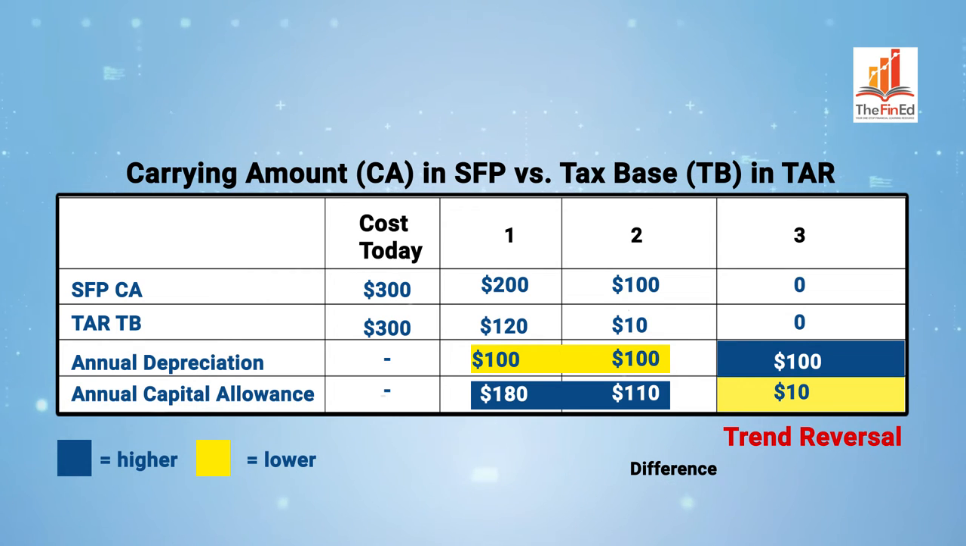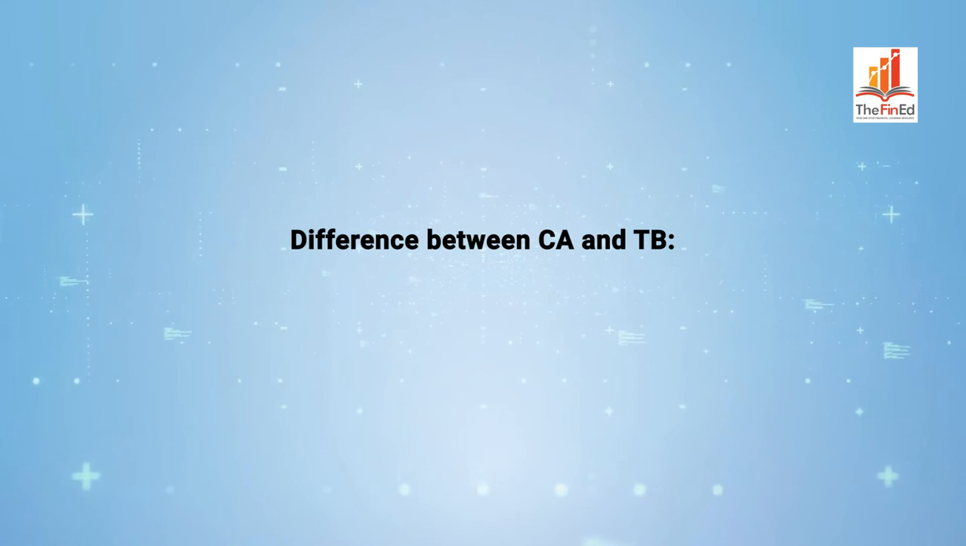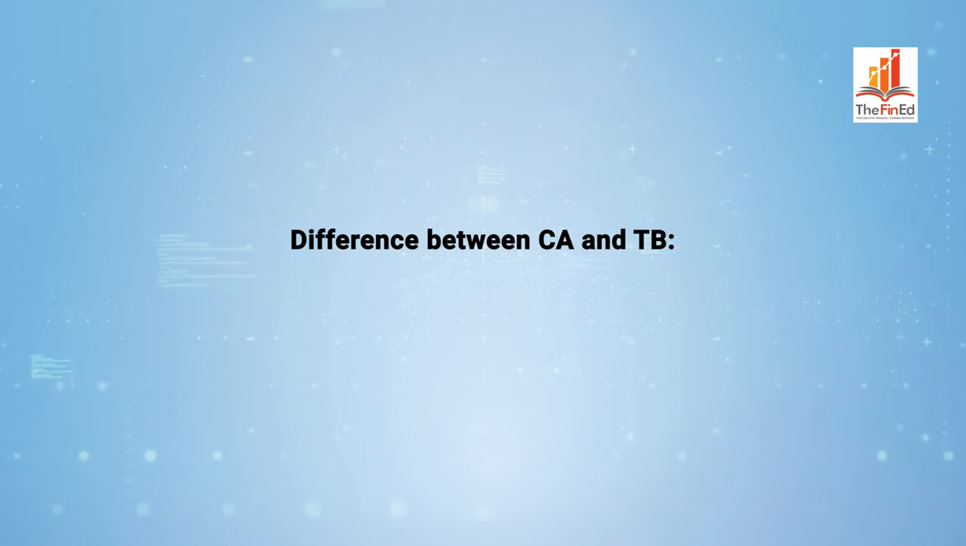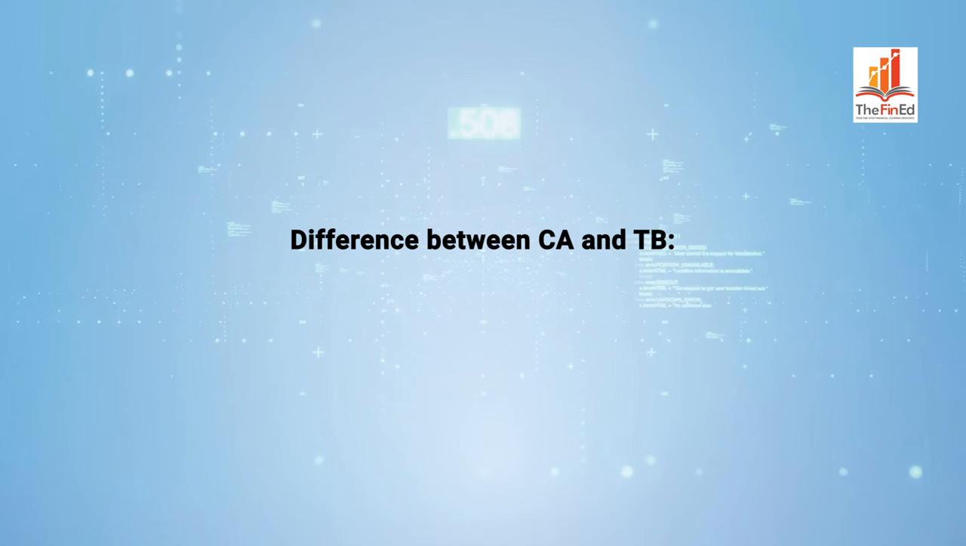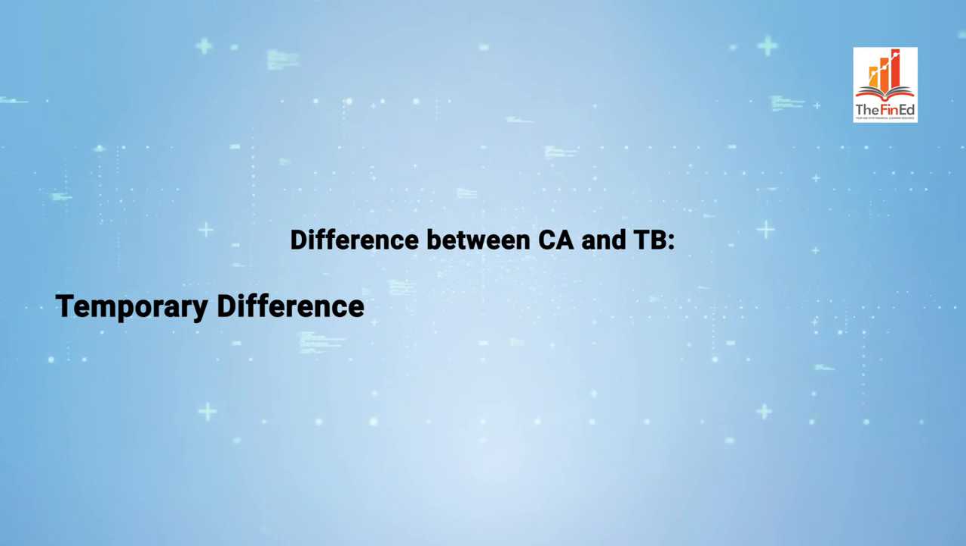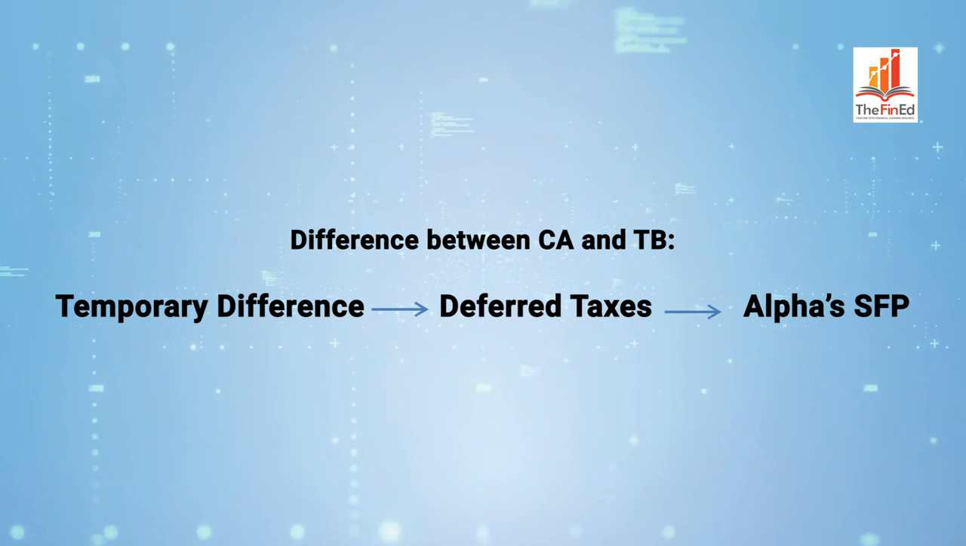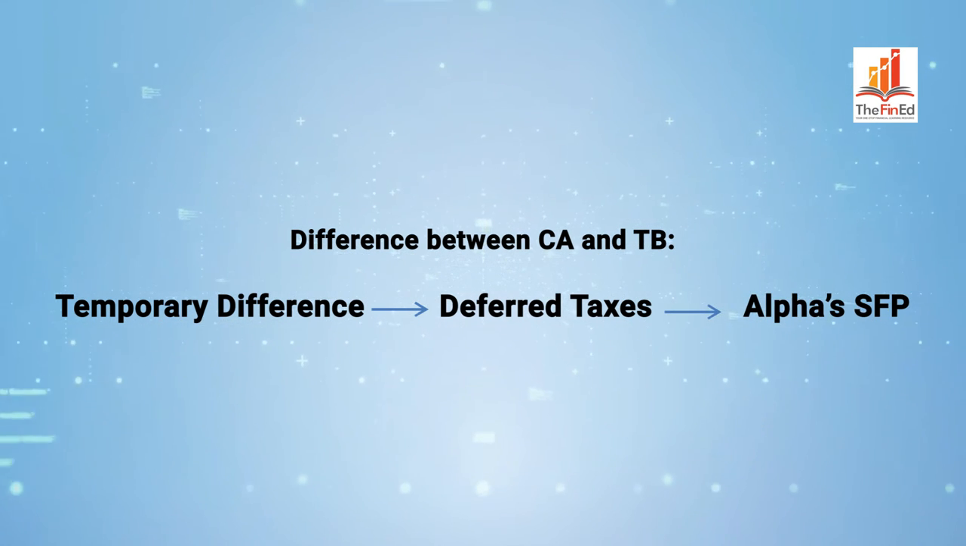Each year, you will also notice a difference between the carrying amount of the asset and the tax base of the asset. This difference will give rise to a temporary difference, which will further on give rise to deferred taxes on Alpha's statement of financial position.